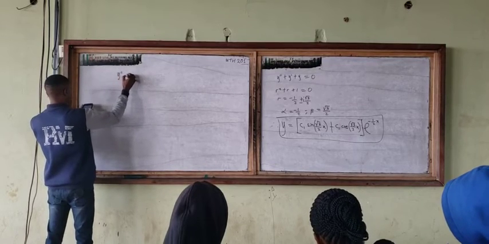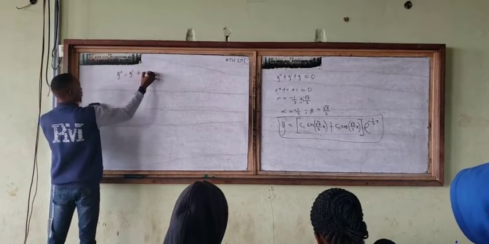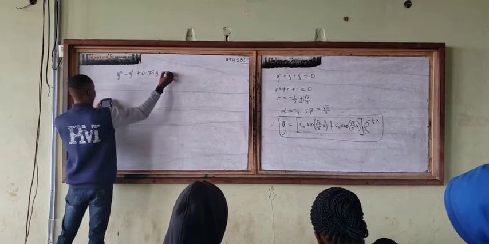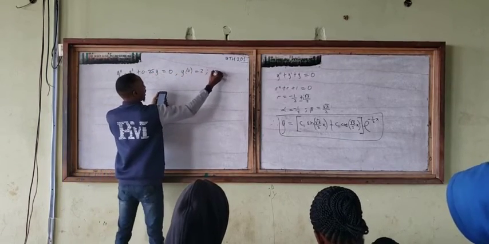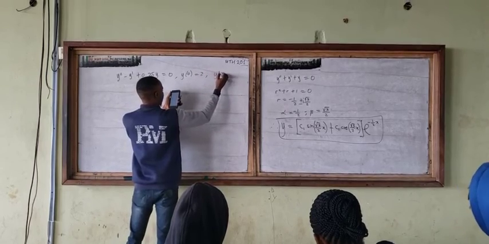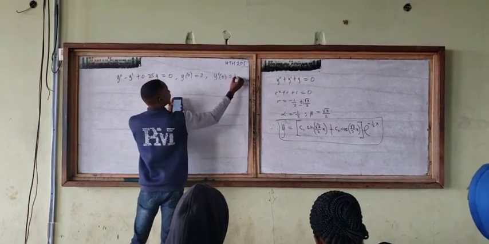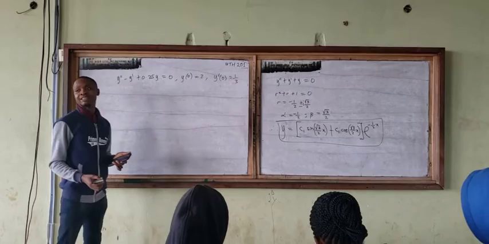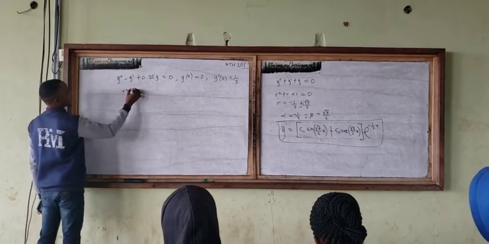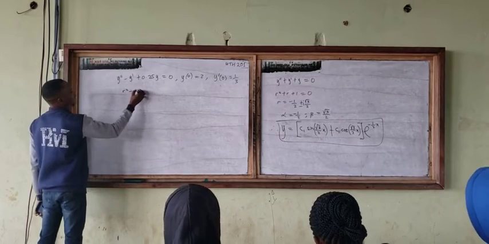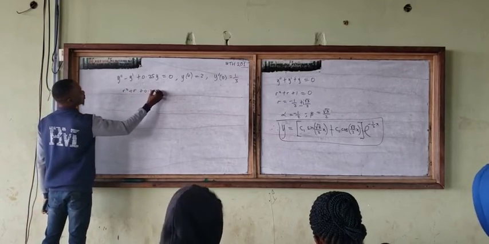y double prime minus y prime plus 0.25y equals 0, with y of 0 equals 2 and y prime of 0 equals 1 over 3. Does that make sense? Yes, sir. So then we're going to get our characteristic equation to be r squared minus r plus 0.25 equals 0.